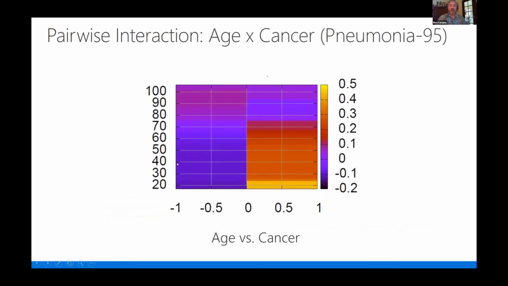This is age on the vertical scale and whether you have cancer or not on the x-axis. And I just want to draw your attention to this yellow at the bottom right. This is adding 0.5 to risk on a log scale. That's adding an awful lot to risk, okay? And why is it doing it? It's doing it for very young patients, which is kind of unusual. Remember, young patients are the low risk patients.